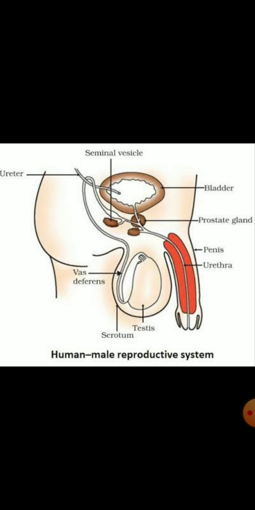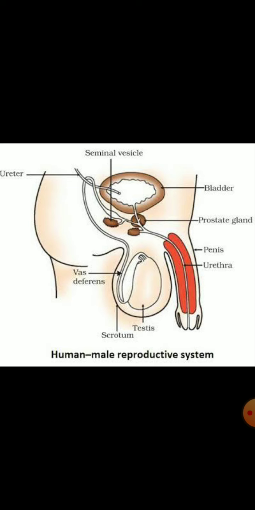Let us talk about each. First one we'll talk about is testes. Testes are in a pair, right? Two testes are there. Where are they located? Testes are located outside the abdominal cavity in the scrotum. Why are they located outside the abdominal cavity? Because we know sperms are formed in the testes, and sperm formation requires a lower temperature than the normal body temperature. And that is why the testes are located outside the abdominal cavity.